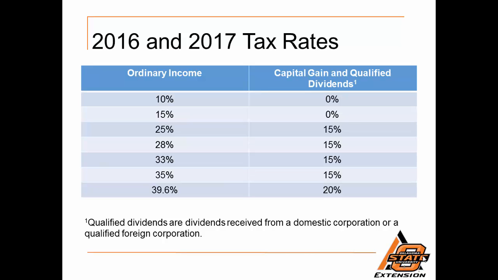Now let's look at the 2016 and 2017 tax rates, to get an idea of what they are, how low they can go, and what is the difference between ordinary income and capital gain and qualified dividends. So the ordinary income rates start at as low as 10%. They go as high as 39.6%. This is the income tax rate for items such as sale of livestock raised for resale, corn, wheat, crops, etc.